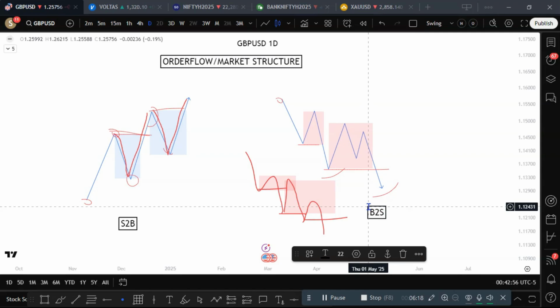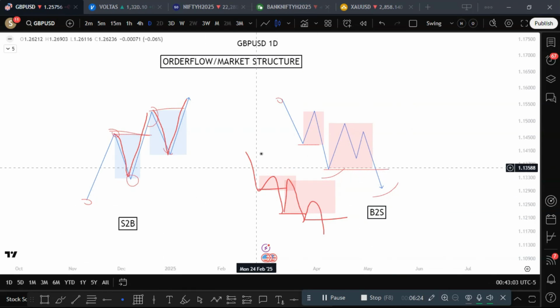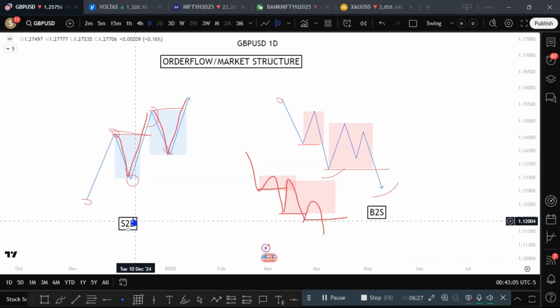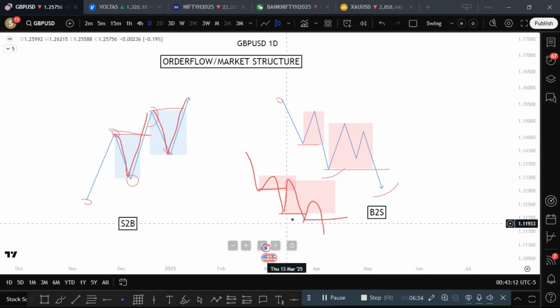I hope you understand how price moves, why price moves. All right, because there are orders in these ranges. Sell to buy means sell orders, and then buyers mitigate those orders and then continue.